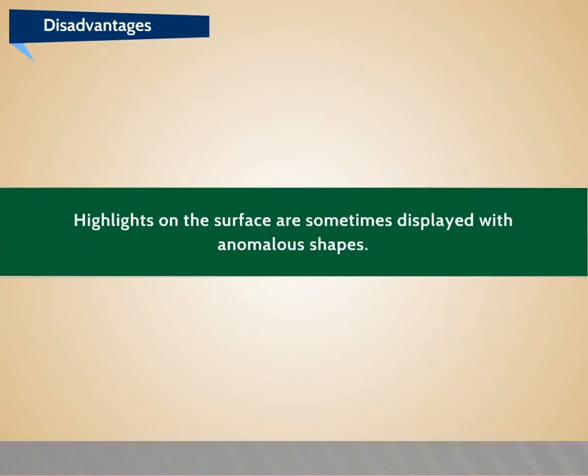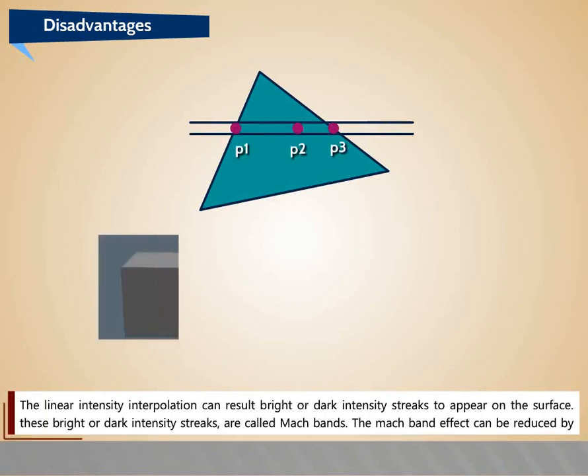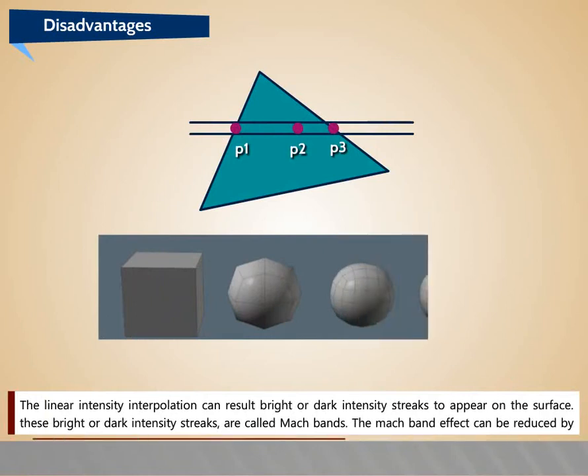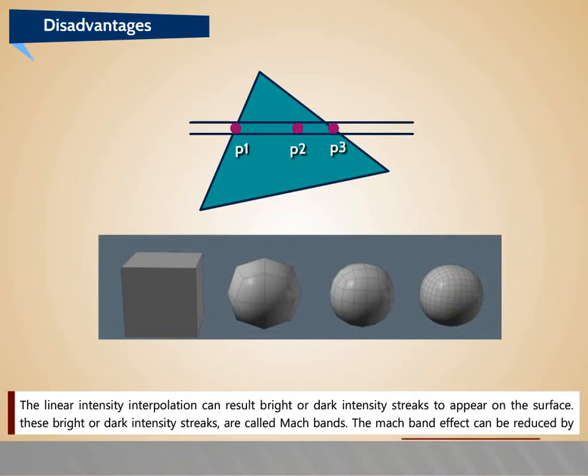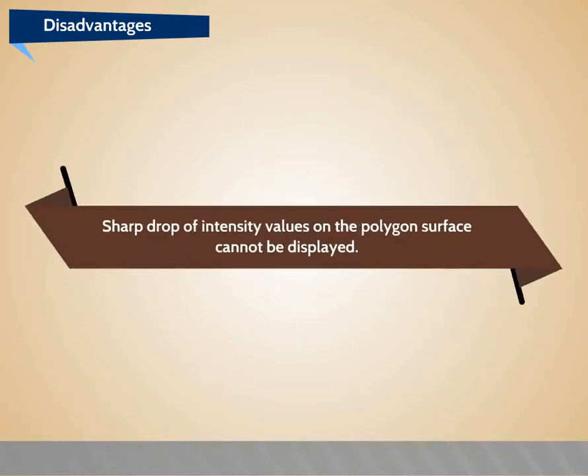Disadvantages: Highlights on the surface are sometimes displayed with anomalous shapes. The linear intensity interpolation can cause bright or dark intensity streaks to appear on the surface. These bright or dark intensity streaks are called Mach bands. The Mach band effect can be reduced by breaking the surface into a greater number of smaller polygons. Sharp drops of intensity values on the polygon surface cannot be displayed.